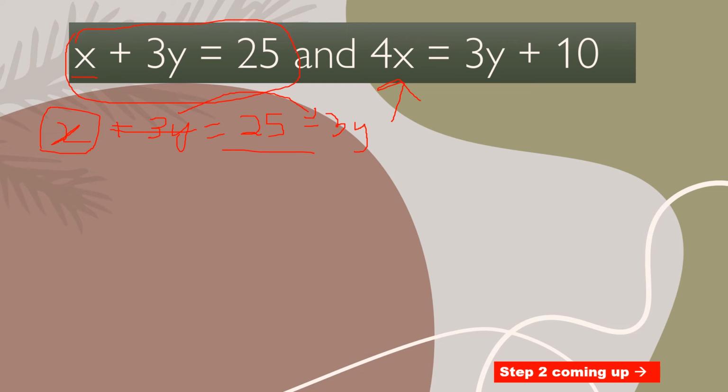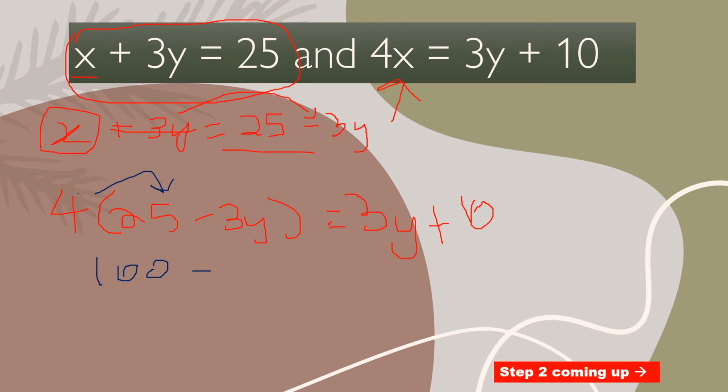So 4 in brackets multiplied by 25 minus 3y is equal to 3y plus 10. Four multiplied by 25 is 100. 100 minus 4 multiplied by 3y is 12y, and bring 3y plus 10 down.